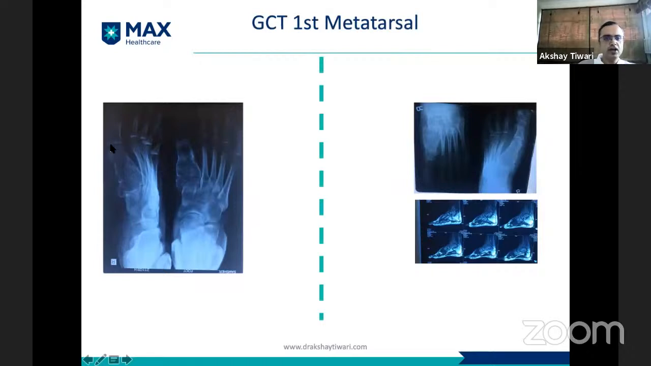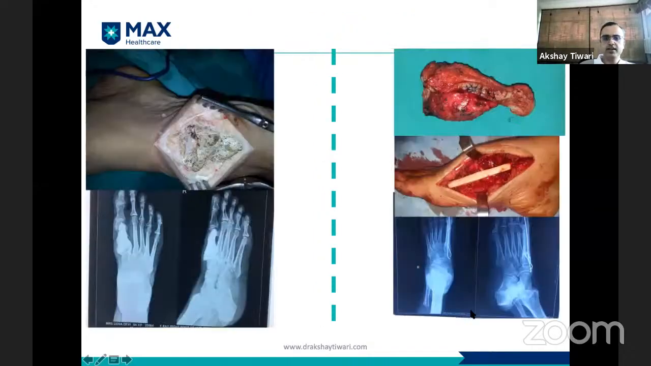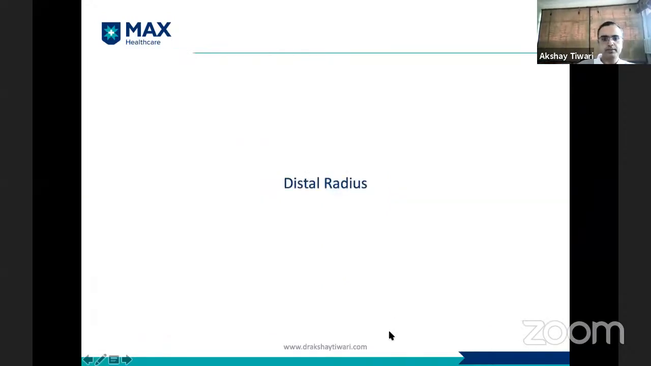Similarly, for the foot, on the left side is a giant cell tumor involving almost the whole of the metatarsal, and on the right, again the first metatarsal but multiply operated. The one on the right was treated with resection, and the one on the left did well with good long-term control on curettage and cementing.